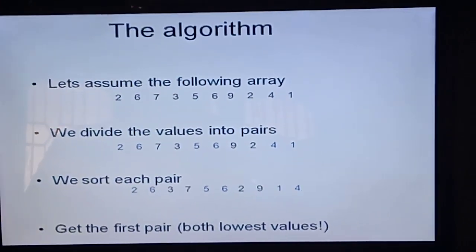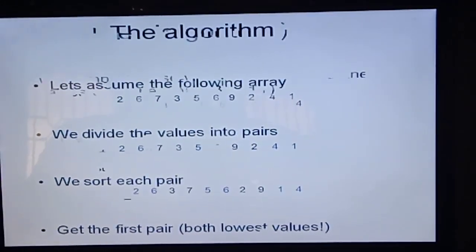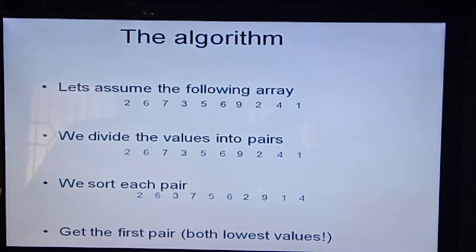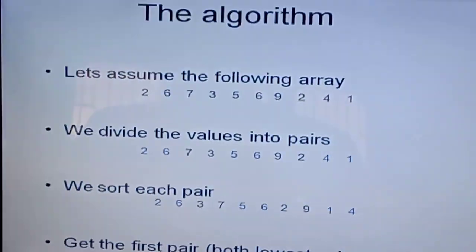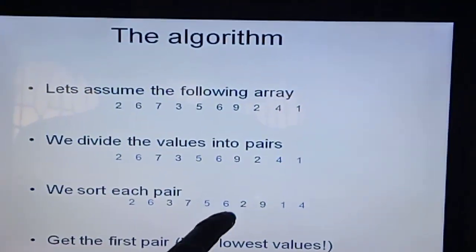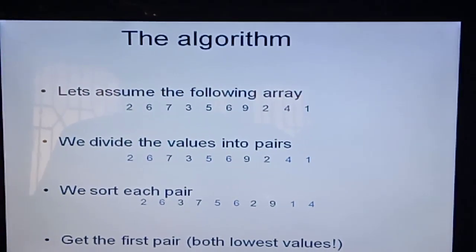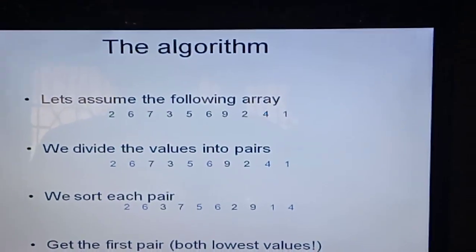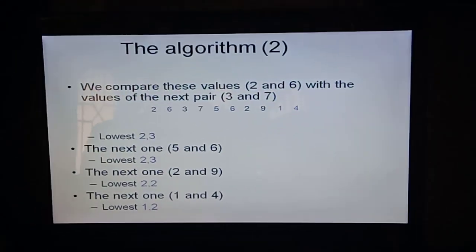Next, get the first pair, both lowest values, and combine that with the next one, and again recursively compare. So here we have taken 2 elements, and next we can extend that to 4 elements, and next we can extend that to 6 elements, etc. In this manner we can solve the algorithm.